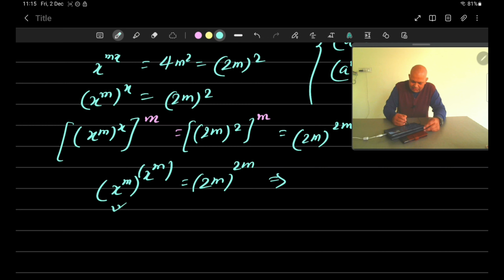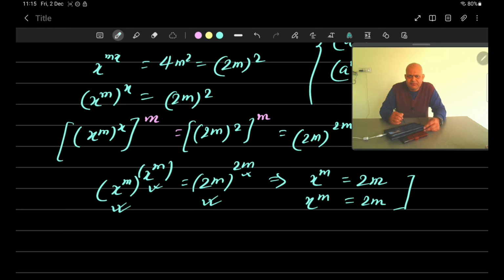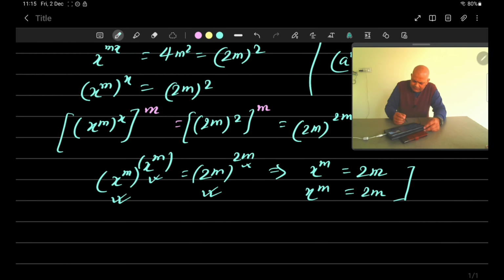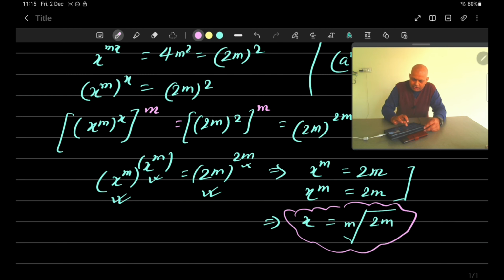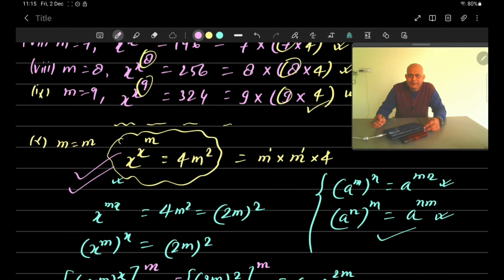By comparing the base on the left and right hand side, you can write here x to the power m equals 2 times m. Okay, and if you compare the exponent here, once again x to the power m equals 2m. So you have got here two equations, and by simply using them, you can write here x can be written as the mth root of 2m. So my dear students, this is the general solution for this equation.